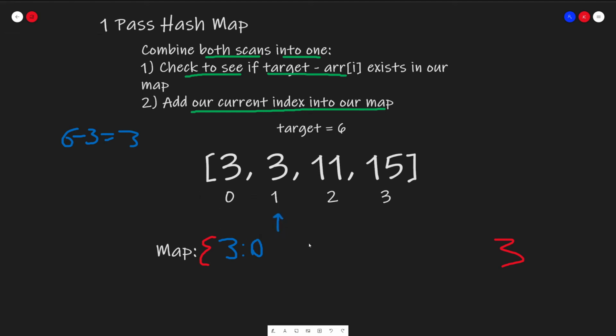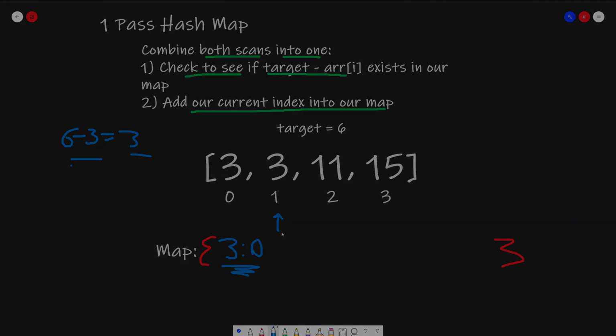So now index 1, we check to see if 6 minus 3 or 3 is in our map. In this instance, it is. And because we have not added everything in our map before, that means guaranteed that the first number that we find, which means we have an existing solution and we can return that.